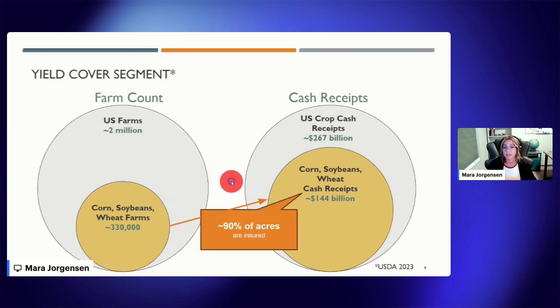And the last reason here is that in these three commodities, approximately 90% of acres are insured under federal crop insurance. So that means that approximately 90% of those commodities have some sort of a crop insurance contract, which means that they could also be open to using new tools to help them with that information. This is why we chose this specific segment for yield cover to start with.